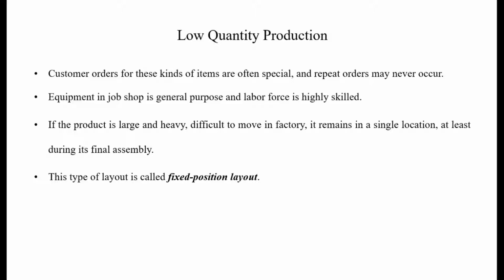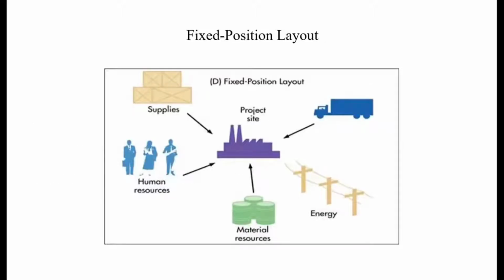And the type of product variety in low quantity production systems, in the job shop, is the hard product variety. And the type of layout associated with the job shop is the fixed position layout. So this one is the example of a fixed position layout.